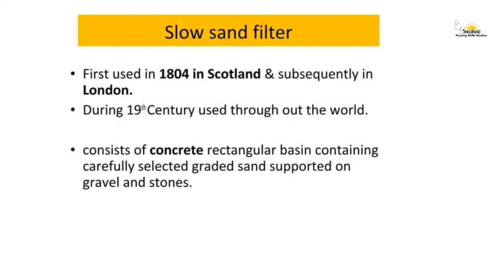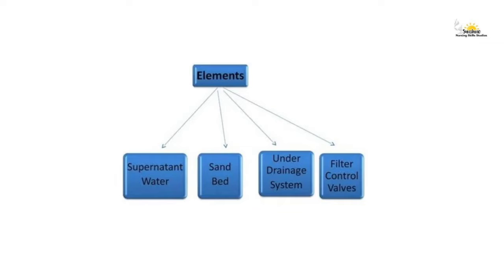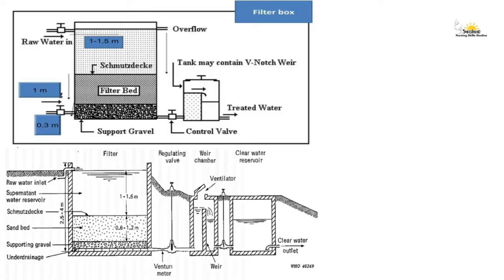Slow sand filters, as the name says, use sand for filtering. It was used in the year 1804 in Scotland, and some of the elements of slow sand filters are supernatant water, that is clear water, sand bed, under drainage system, and filter control valves. The image which has been displayed here is very important from the examination point of view. You have to draw the diagram for this.